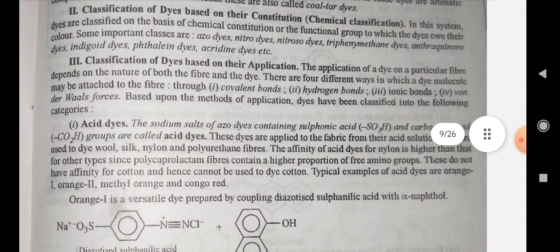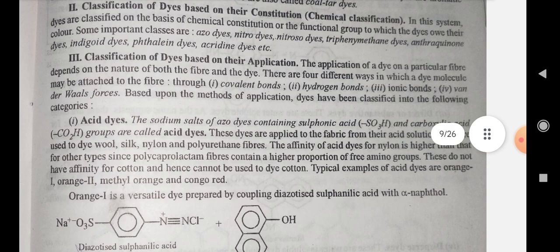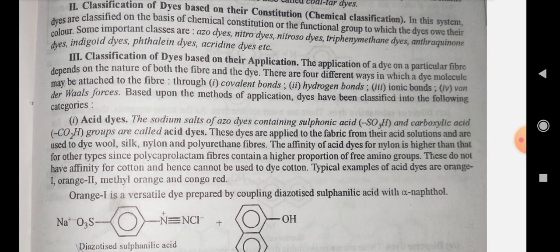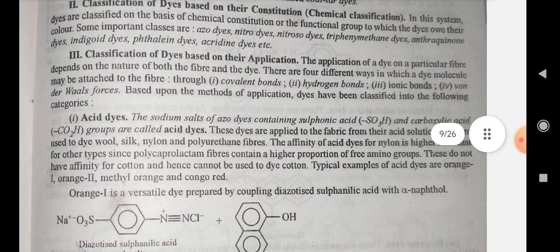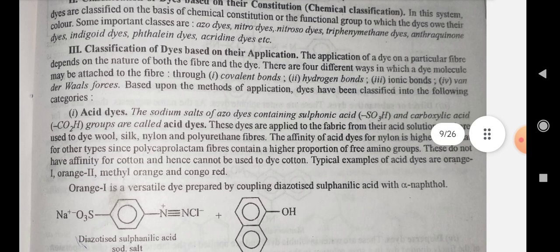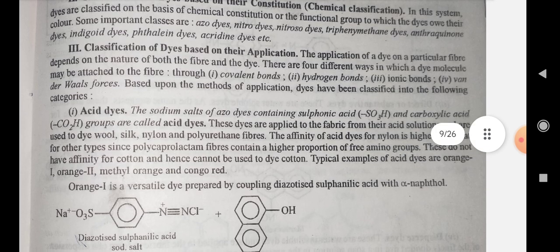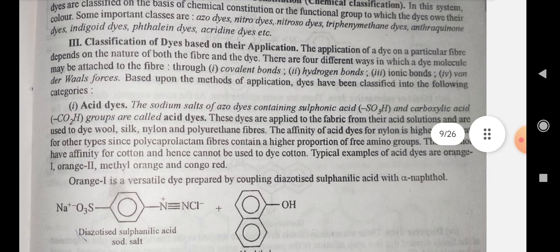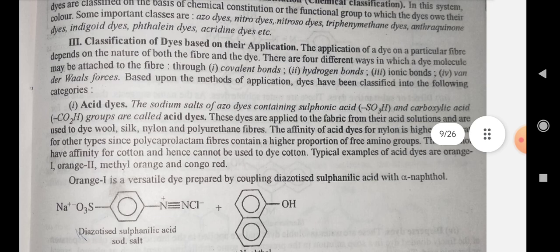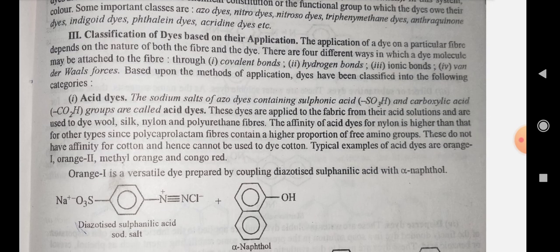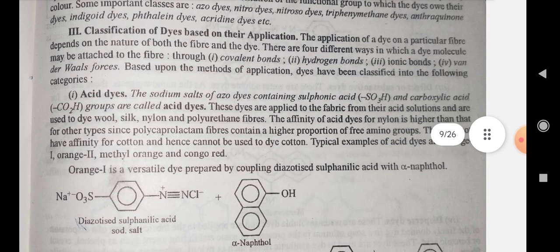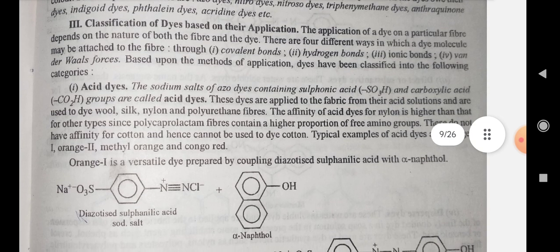Classification of dyes based on their constitution. In this system, dyes are classified on the basis of chemical constitution or the functional group to which the dyes owe their color. Some important classes are azo dyes, nitro dyes, nitroso dyes, triphenyl methane dyes, anthraquinone dyes, indigoid dyes, phenolphthalein dyes, and acridine dyes.